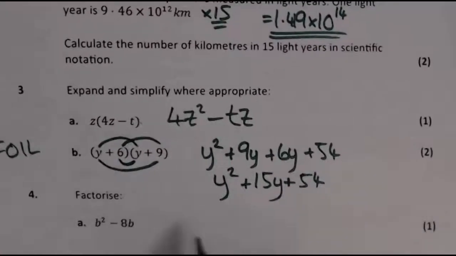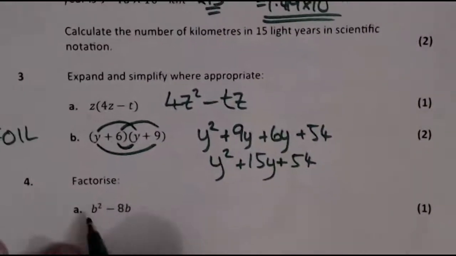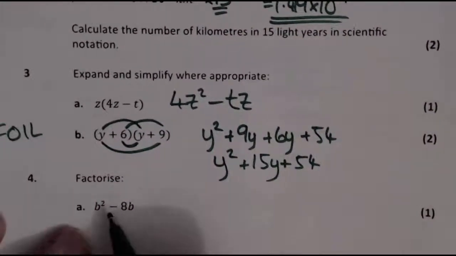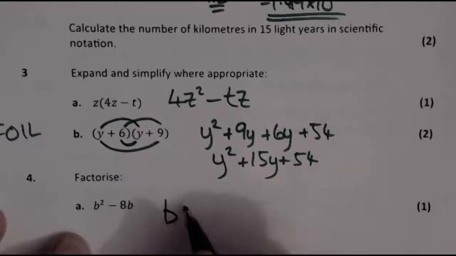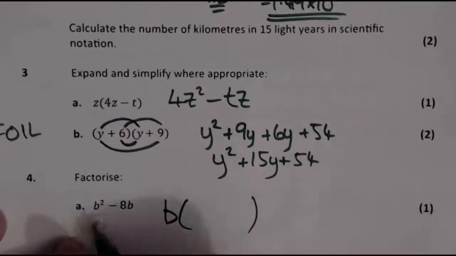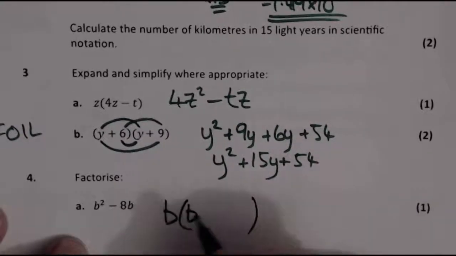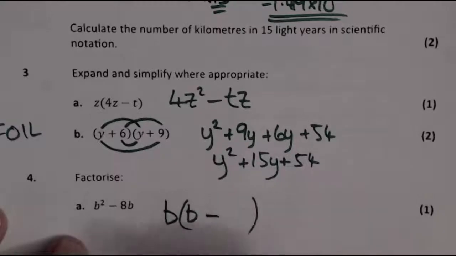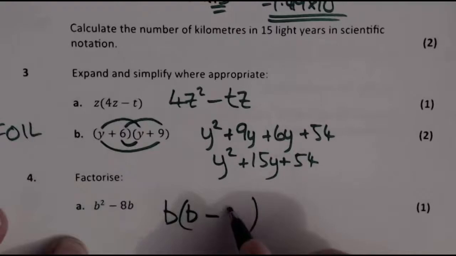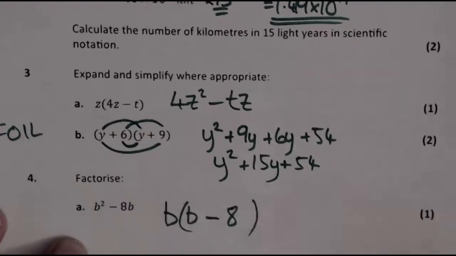This one here, we're just basically looking at what's in common. Both have a b, so we'll take b out of the bracket, and we think b times what is b squared? Well, b times b gives you b squared, minus b times what gives you 8b, so b times 8 gives you 8b. Okay, so that's the first 3 page done for you.